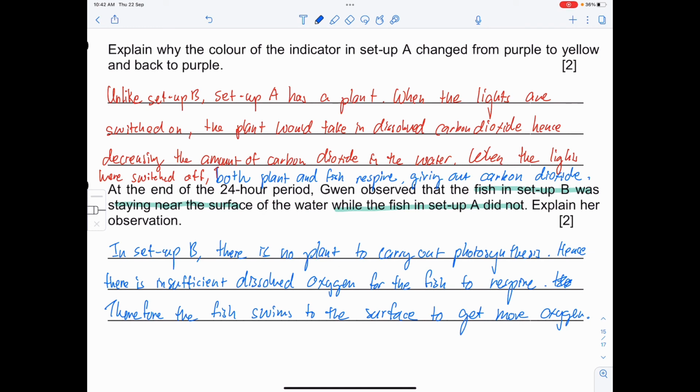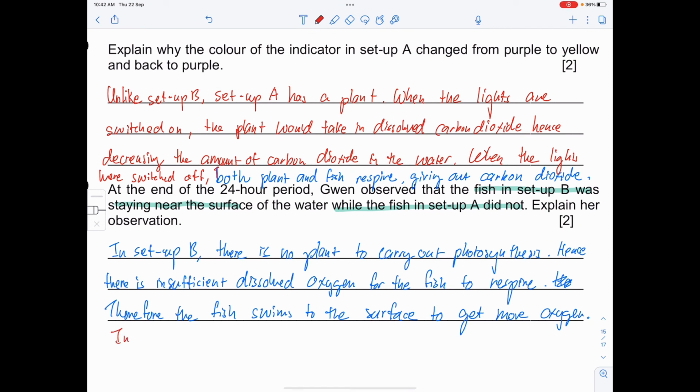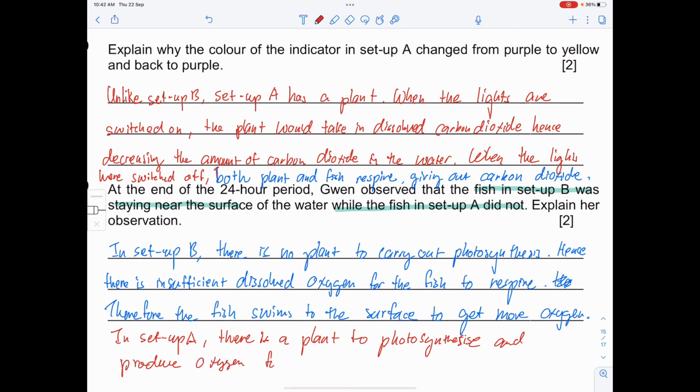You cannot just say not enough oxygen and stop there. No. Why then does it go to the surface to get more oxygen? Then the next part you have to talk about A. In setup A, there is a plant to photosynthesize and produce oxygen for the fish to respire. So it's very clear. You make a comparison, right? Because that's the requirement of the question.